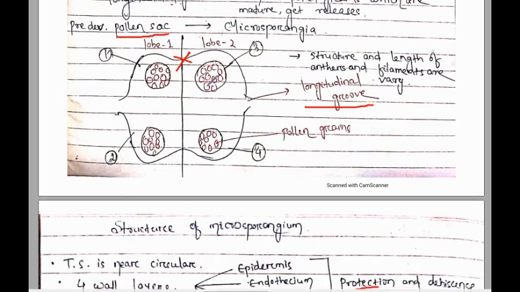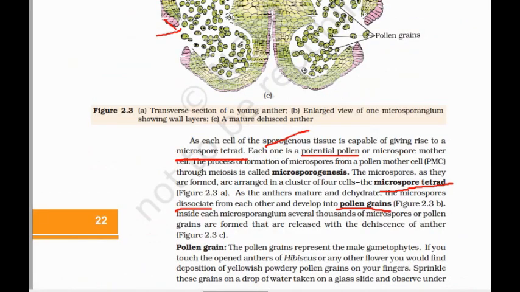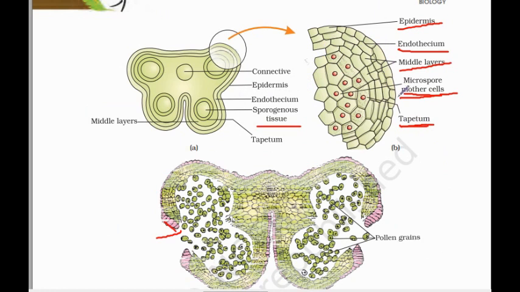So if 1,000 pollen grain mother cells are produced in one microsporangium, then 4,000 microspores, or 4,000 pollen grains, are produced in each chamber. So this is all about microsporogenesis. Please remember, this diagram is very important from the exam point of view. So please practice this diagram. Clear? Thank you.